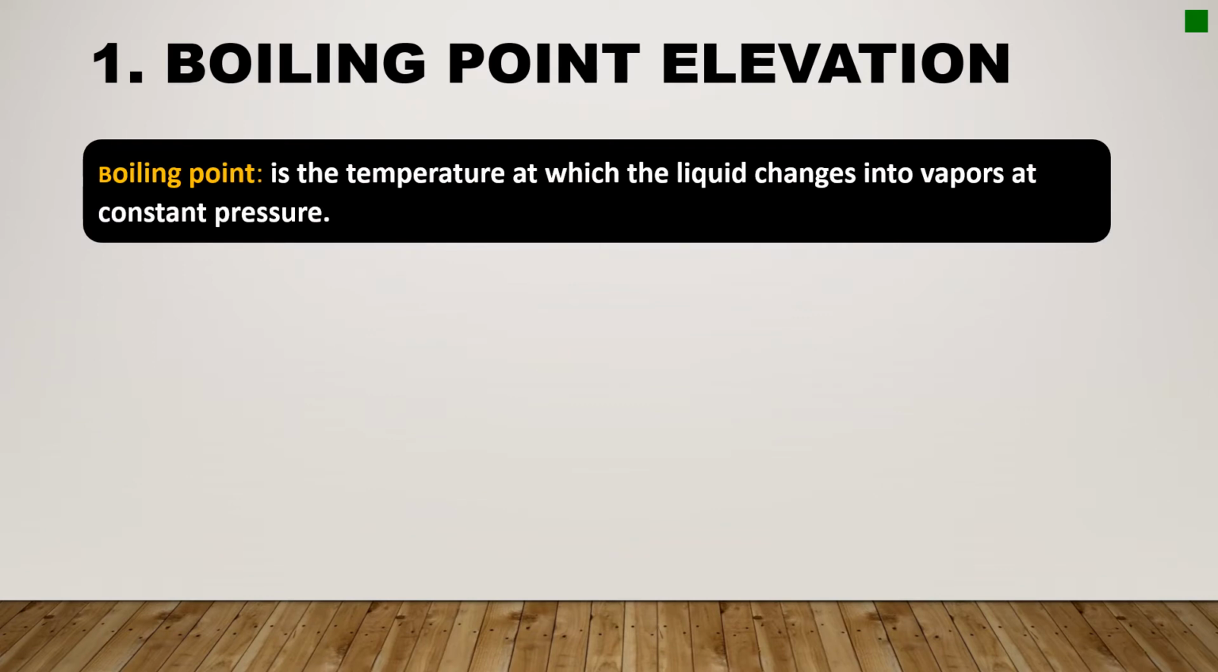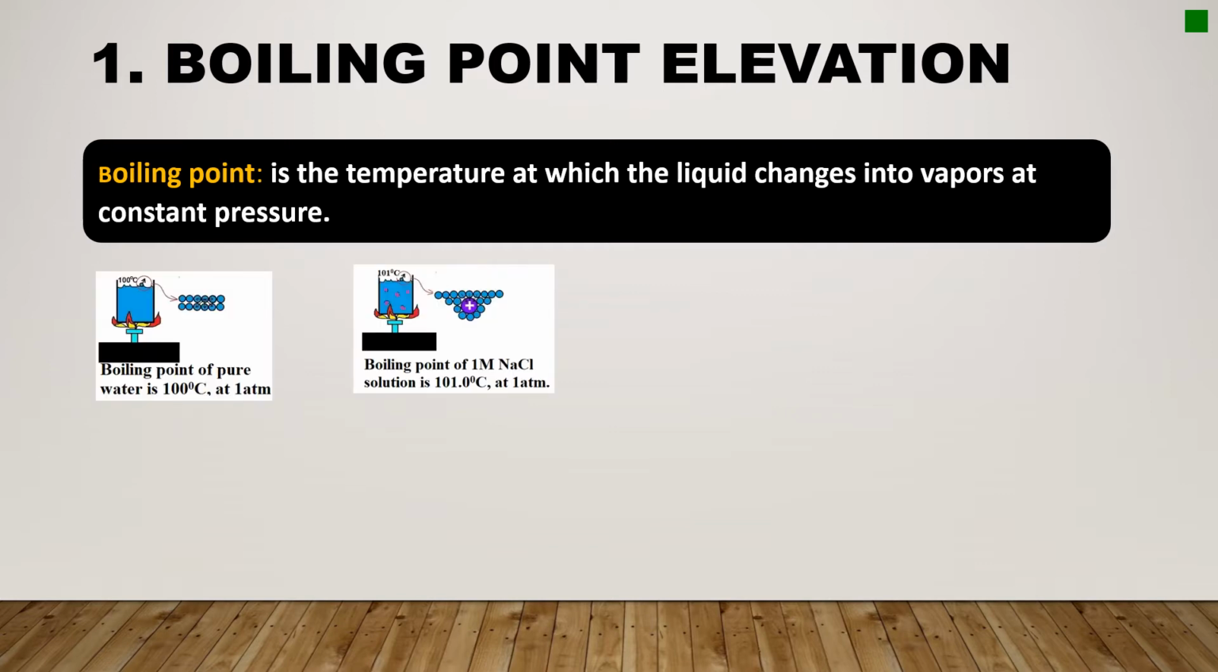Let's start by looking at what is the boiling point elevation. First of all, what is boiling point? Boiling point is the temperature at which a liquid changes into vapors at a constant pressure. So this happens when the vapor pressure of that liquid equals the atmospheric pressure if this boiling is carried out in an open container.